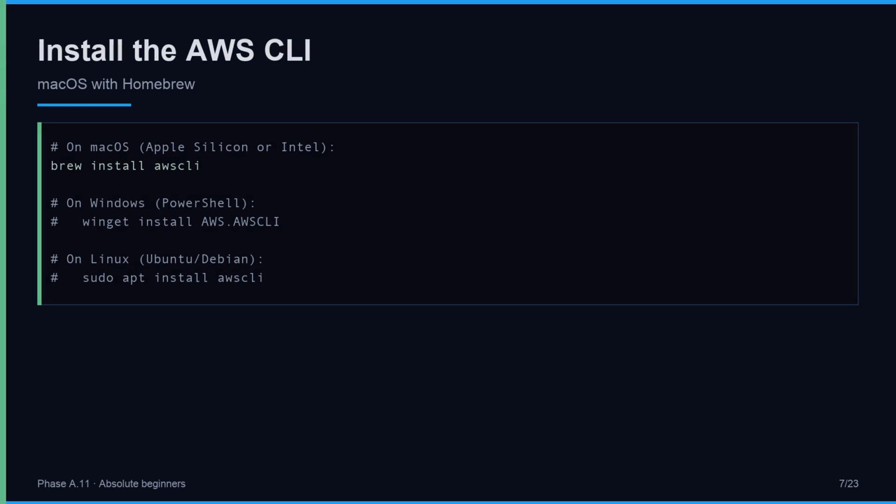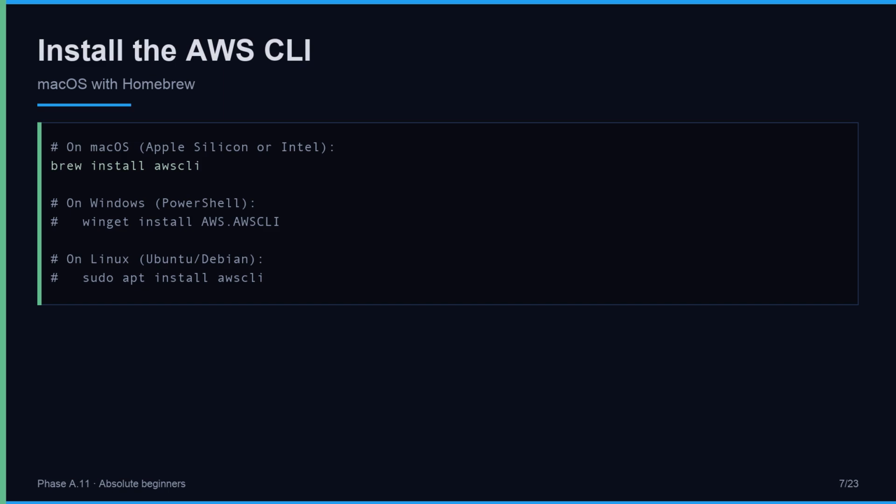On a Mac, whether Apple Silicon or Intel, use Homebrew, brew install awscli. On Windows, use winget install aws.awscli. On Ubuntu or Debian Linux, use sudo apt install awscli. The installation takes a minute or 2. When it finishes, the aws command is available in any terminal window. If brew is not installed on your Mac, install Homebrew first from brew.sh. We assume you already have it from the earlier UV lessons.